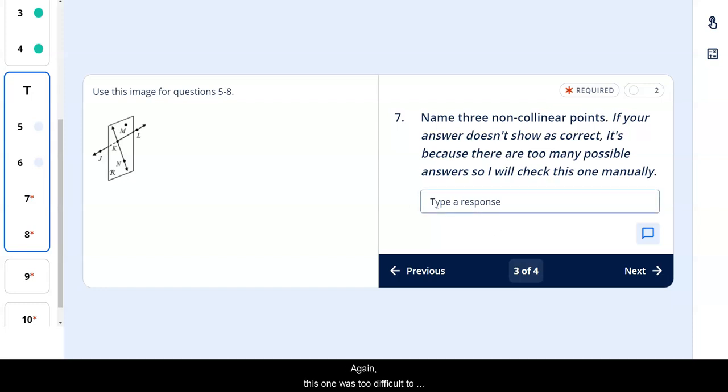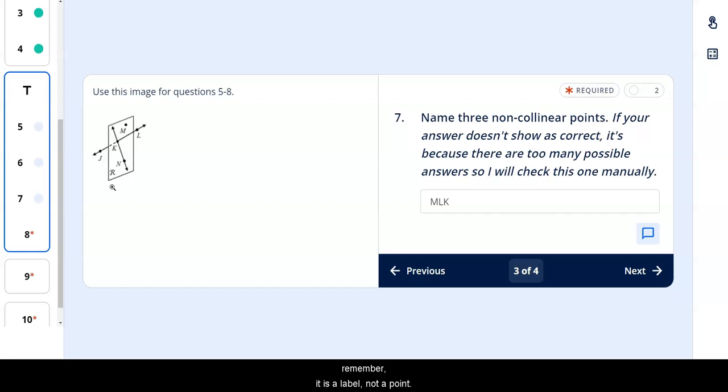All right, name 3 non-collinear points. Again, this one was too difficult to come up with every single answer. Again, any 3 non-collinear points. I'm just going to put MLK. On this one, again, there were too many different combinations. As long as you don't put JKL and you don't include the letter R, because R is not a point.